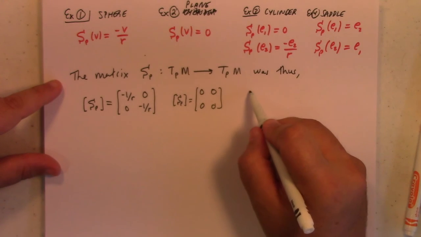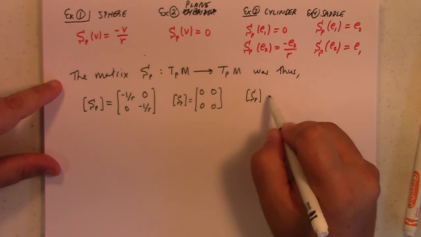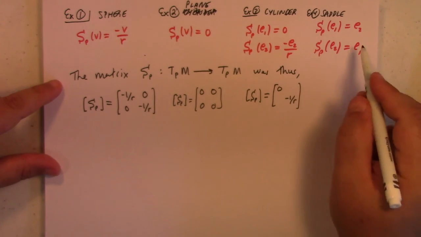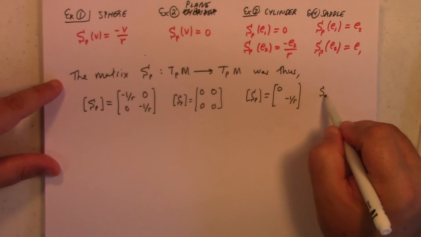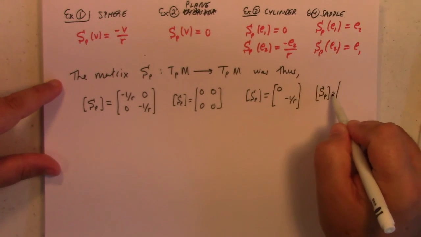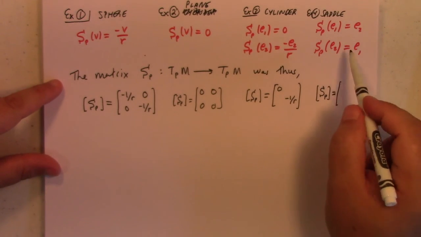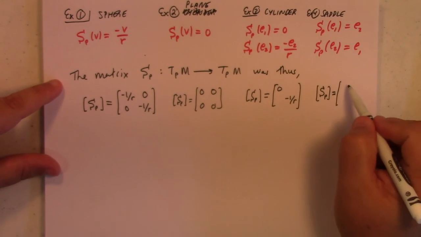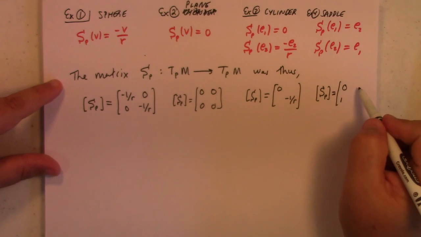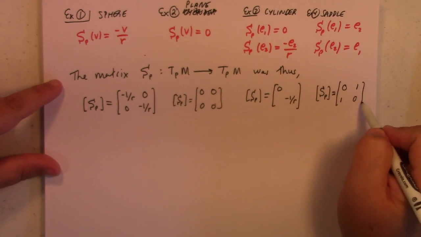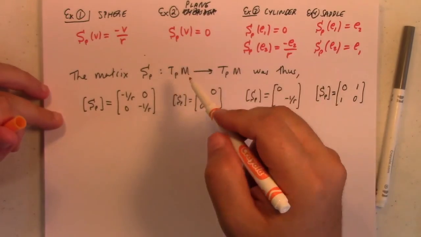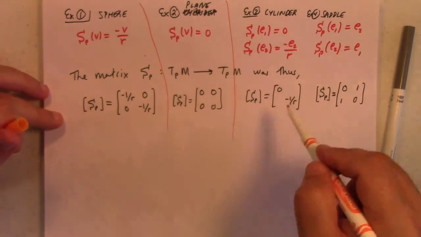The cylinder, the matrix for the shape operator would be like 0, minus 1 over R. And the saddle, the shape operator would have matrix, and I'm using the basis E1, E2 for these last two examples, obviously. So E1 goes to E2, that makes 0, 1 the first column. E2 goes to E1, that makes 1, 0 the second column. All right, there you have it. Those are the matrices for our 4 examples.